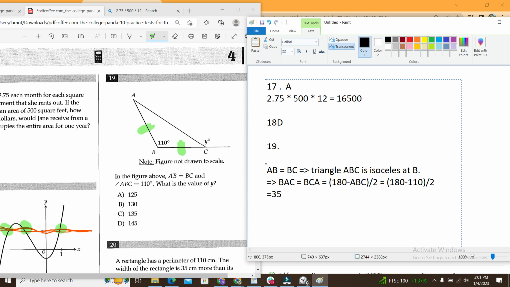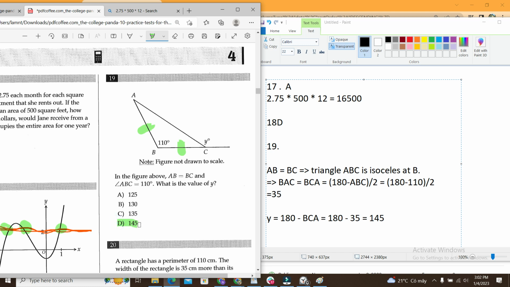Alright, so we also know that y is equal to 180 minus angle BCA, so that's actually 180 minus 35, and that's going to turn out to be 145, right? 145. So the answer should be D. 145 here, right?